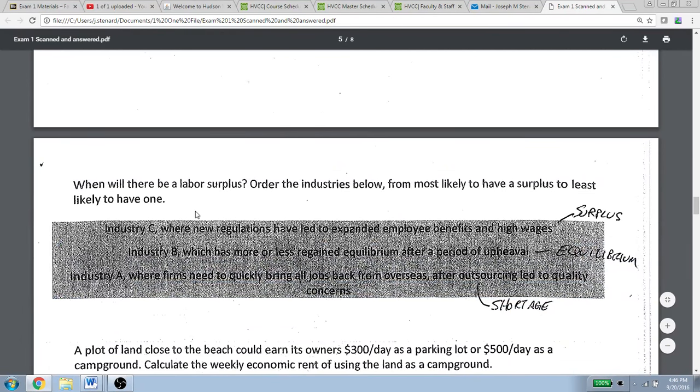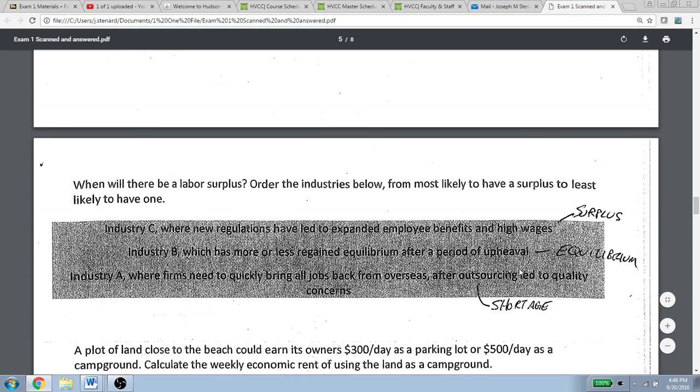When will there be a labor surplus? Order the industries below from most likely to have a surplus to least likely to have a surplus. So we'll actually have a shortage in Industry A, where firms need to quickly bring all jobs back from overseas after outsourcing led to a quality concern. The problem is, of course, a shortage of workers because there's a plethora of jobs that have come back and not enough people to fill them. So a shortage in the labor market.